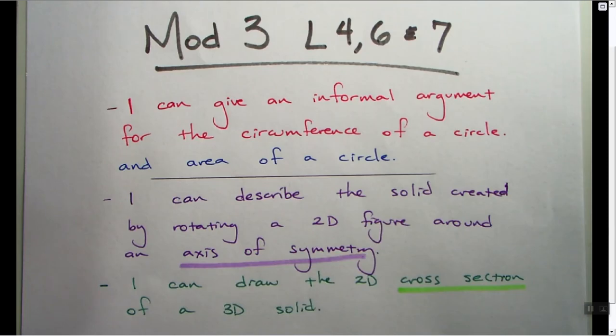All right, this week we're talking about the formula for the circumference of a circle and area of a circle, where those come from. We're also talking about solids created by rotating a 2D figure around an axis of symmetry. And we're also talking about the 2D cross sections of 3D solids.